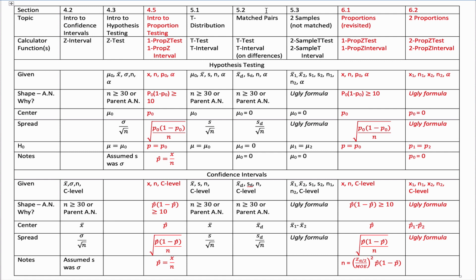5.2 was the first time that we saw two sets of sample data. We see that in both 5.2 and 5.3. But they're very different because in 5.2 we have what are called matched pairs. The way to think about matched pairs is if you have a single observation that you're tracking two variables for, as opposed to two different observations.